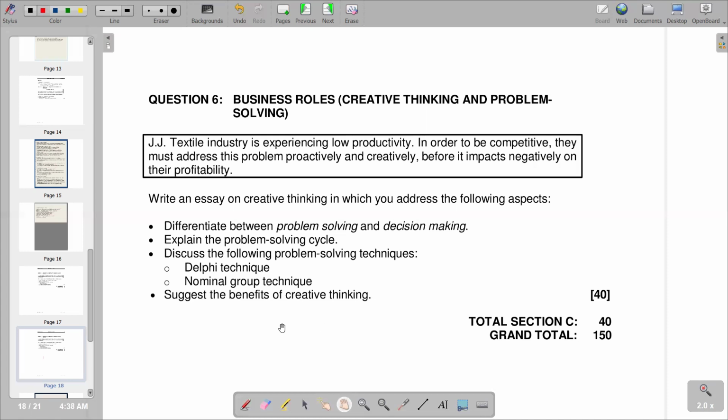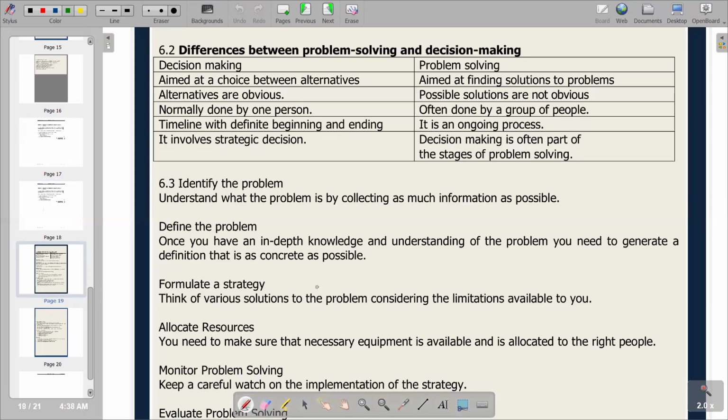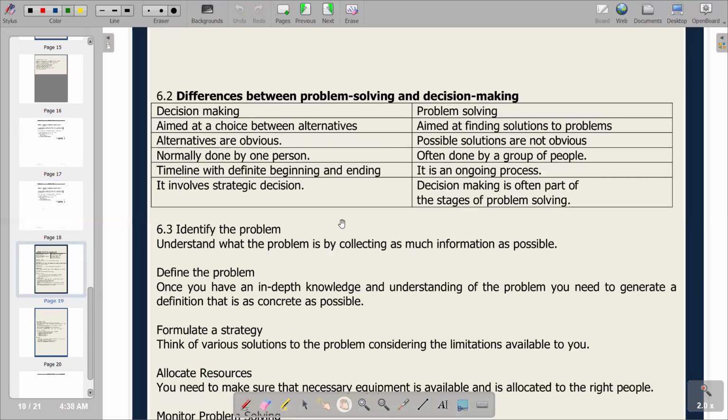So we have got the differences that we put down according to this video, the differences that exist between problem solving and decision making. Going to the answer section, you see these are the differences in table form. This column is for decision making, and then we've got problem solving in this column. The first point is: aimed at a choice between alternatives, that's decision making, as we have tried to explain from the definition. And problem solving is aimed at finding solutions to problems. So basically, this is the first difference.